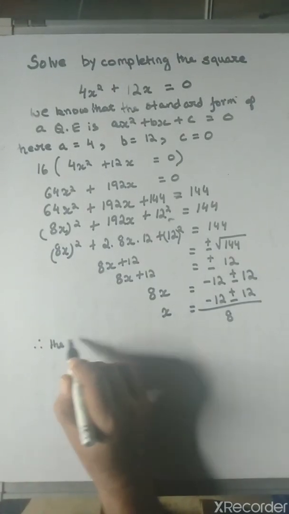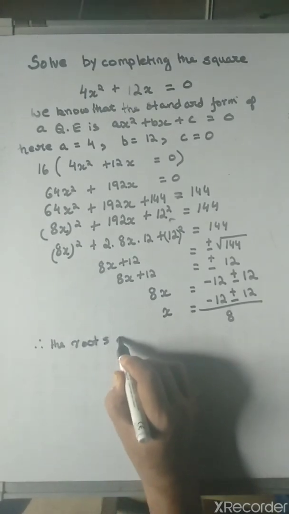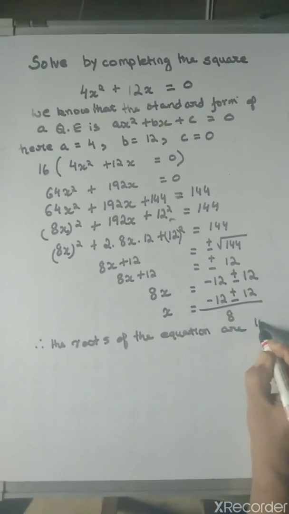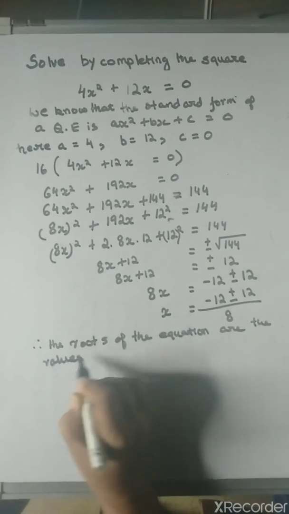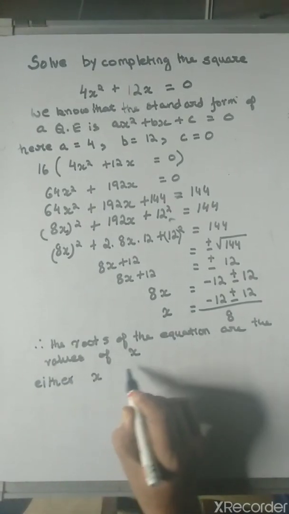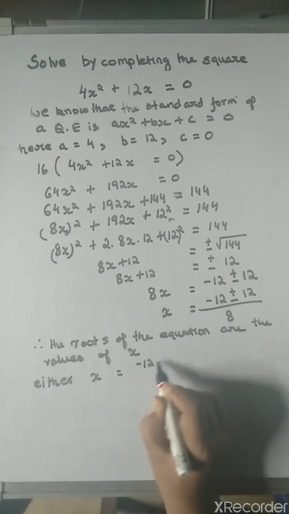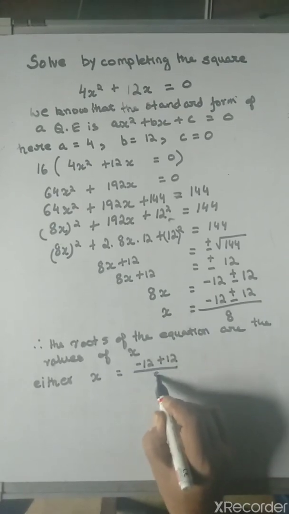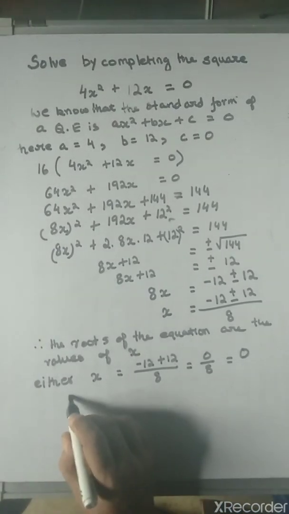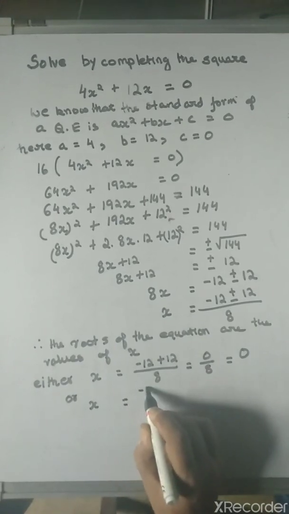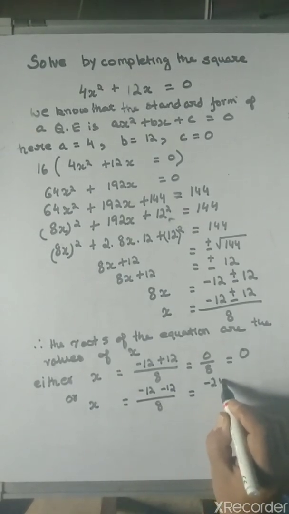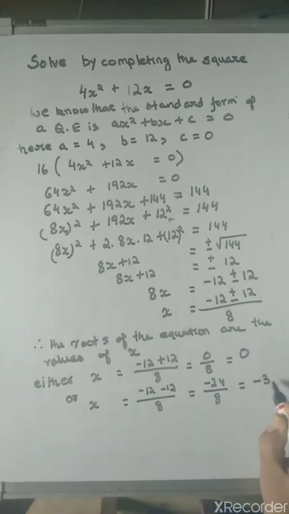Therefore, the roots of the equation are the values of x. Either x is equal to minus 12 plus 12, we take the plus first, upon 8, which is equal to 0 upon 8, which is equal to 0. Or x is equal to minus 12, we take the minus 12 upon 8, which is equal to minus 24 upon 8, which is equal to minus 3. And those are your roots.